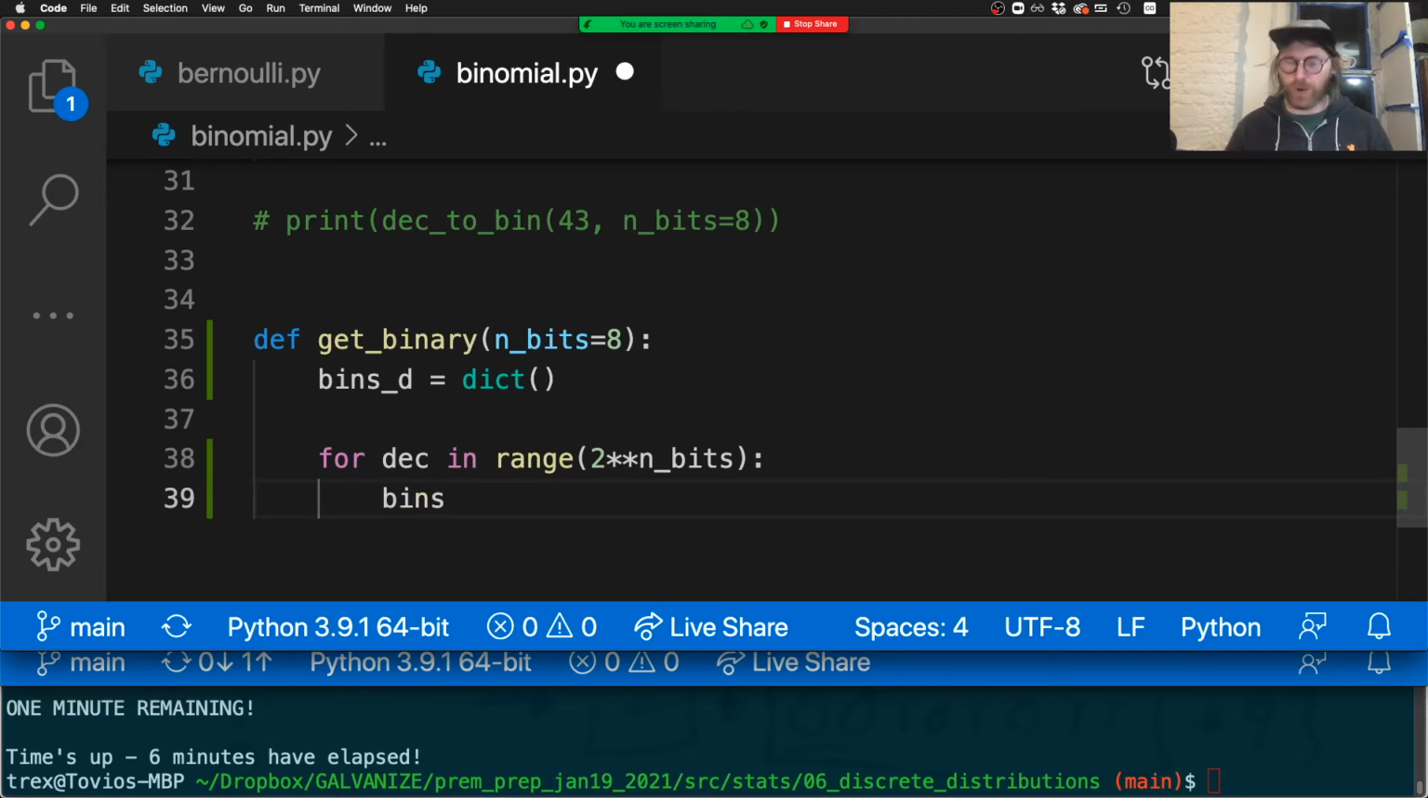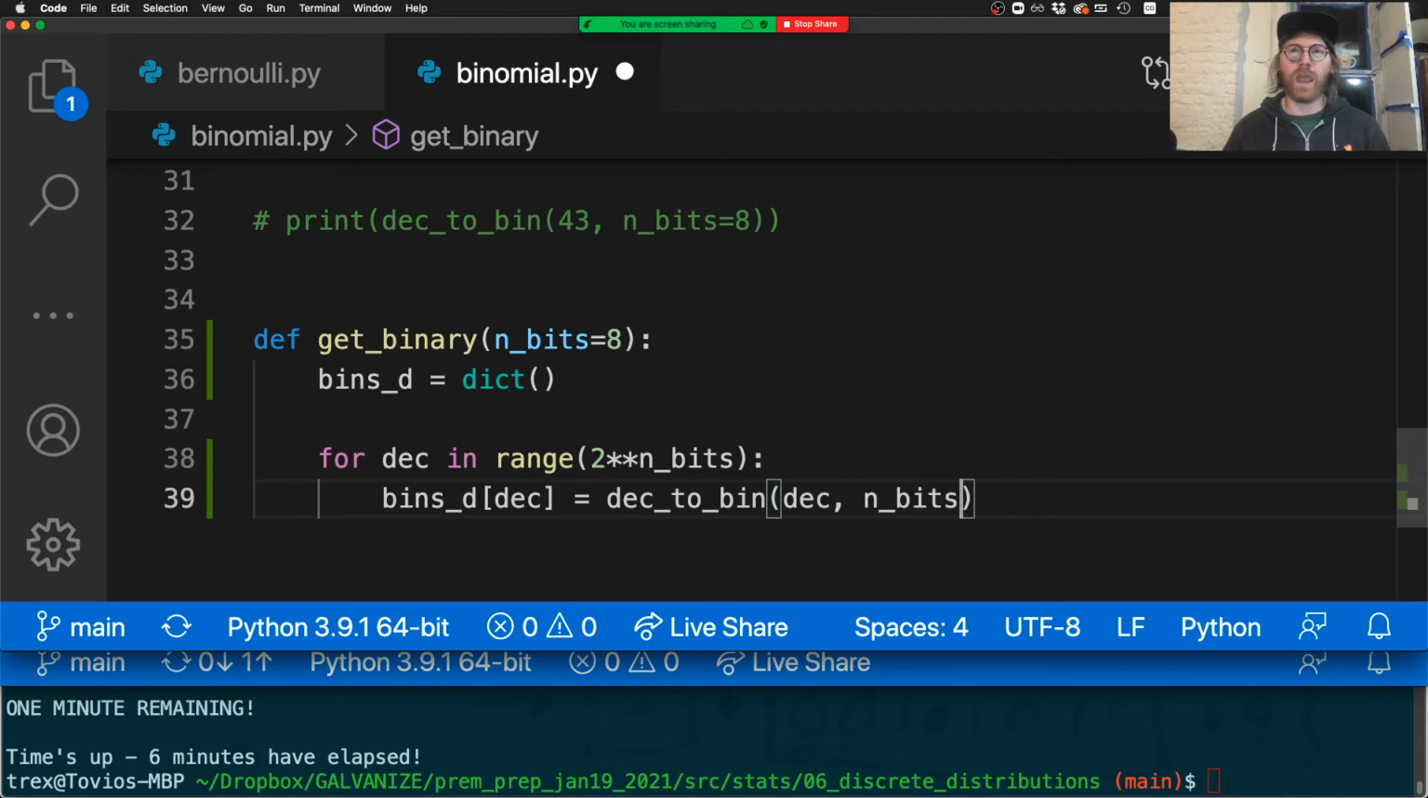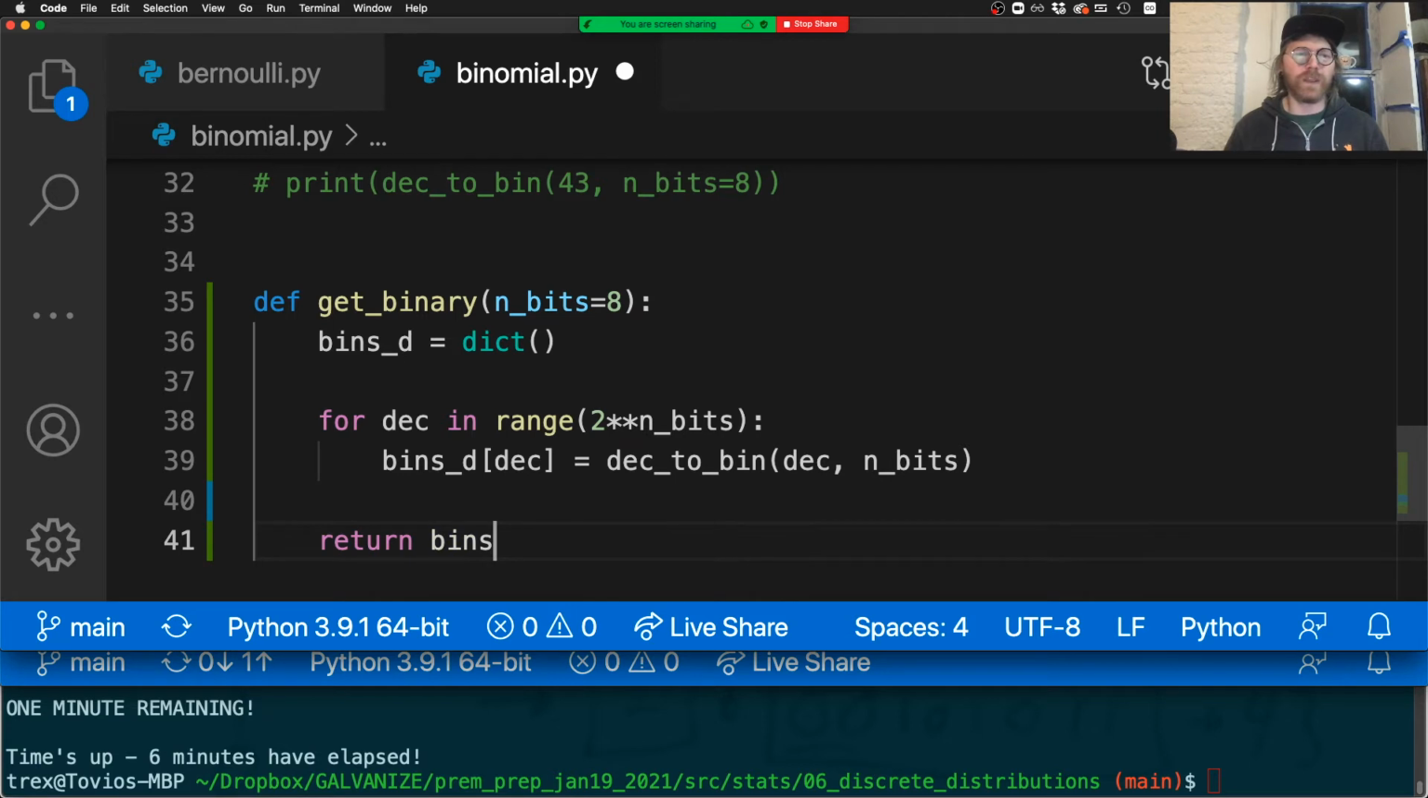And then for every value in decimal, so bins d sub dec, we're going to call out to dec to bin and get the translation of that into binary. Of course, we're going to pack this in with binary lists. So dec, comma, n bits. That's going to start at 0, which is all zeros, a list of, let's say, length 8. And then dec is going to be 1, and we're going to pass in 1 and n bits, which is 8, and we're going to get 0, 0, 0, 0, 0, 0, 0, 1, right? And then we're going to keep doing that, keep getting values out of this. So we can return bins d.